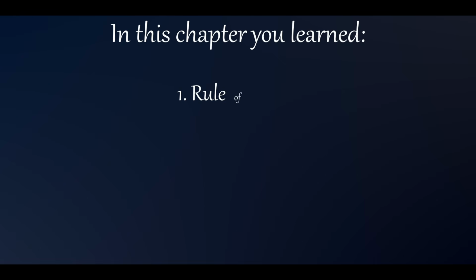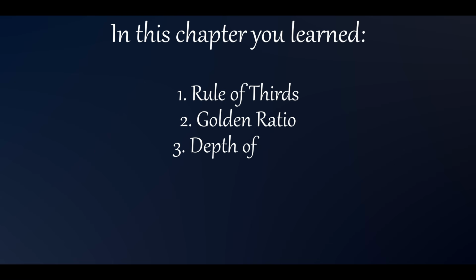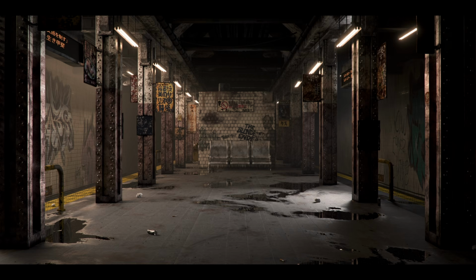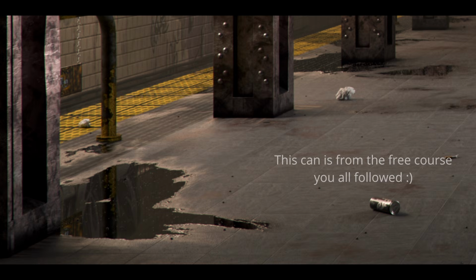So in this chapter you learned how to use the rule of thirds, what the golden ratio is, how to add depth of field in Blender, what guiding lines are, how to separate your layers using the 3-layer strategy, and how to tell a story. For the next part we need to look at what you can do with your models and your textures to make it as realistic as paying taxes.